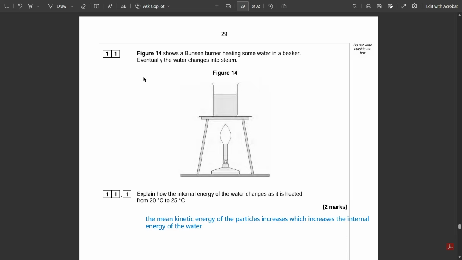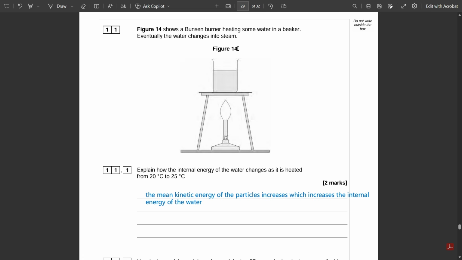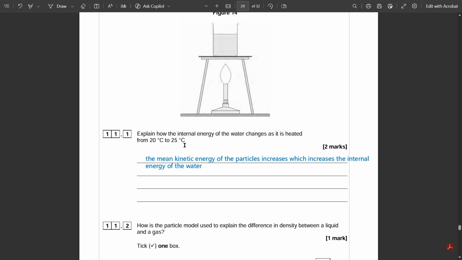And then for question 11, figure 14 shows a Bunsen burner heating some water in a beaker. Eventually the water changes into steam. Explain how the internal energy of the water changes as it is heated from 20 degrees to 25 degrees Celsius. And the mean kinetic energy of the particles increases, which increases the internal temperature.